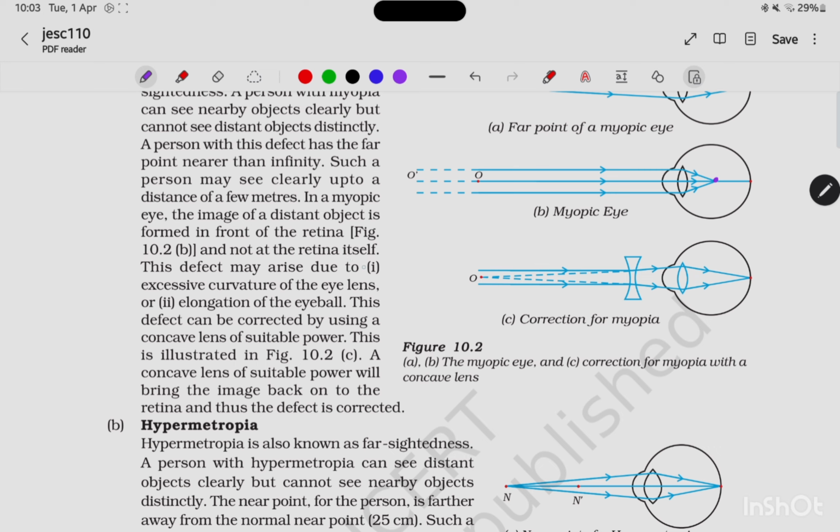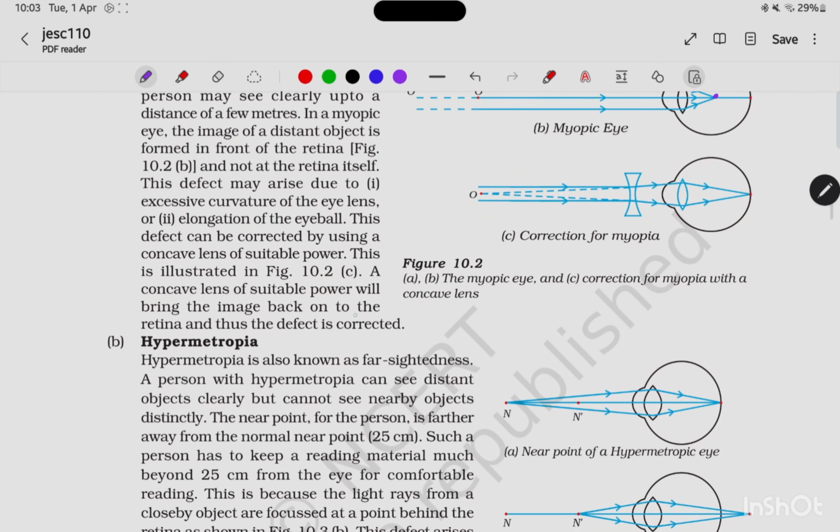This defect may arise due to two reasons: the excessive curvature of the eye lens, or the elongation of the eyeball. This defect can be corrected by using a concave lens of suitable power. This is illustrated in figure 10.2 C. A concave lens of suitable power will bring the image back to the retina, and thus the defect is corrected.